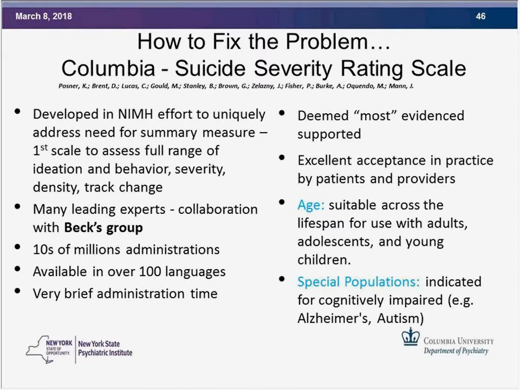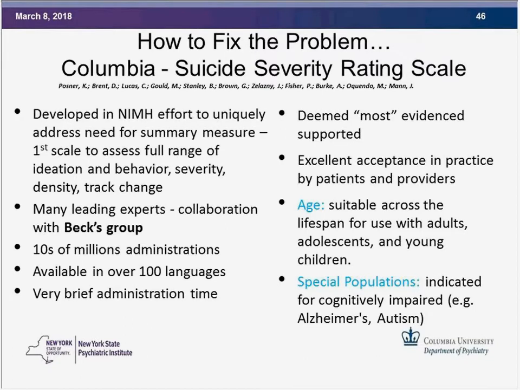And since that time, it's been used by millions and millions of folks. It's available in 120 languages. English and Spanish you can download off our website, but if you need another language, we're happy to see if we have it and provide it to you. The list of languages is on our website.